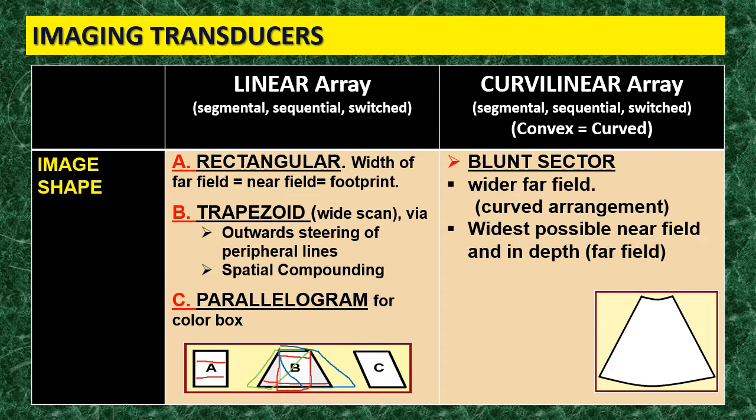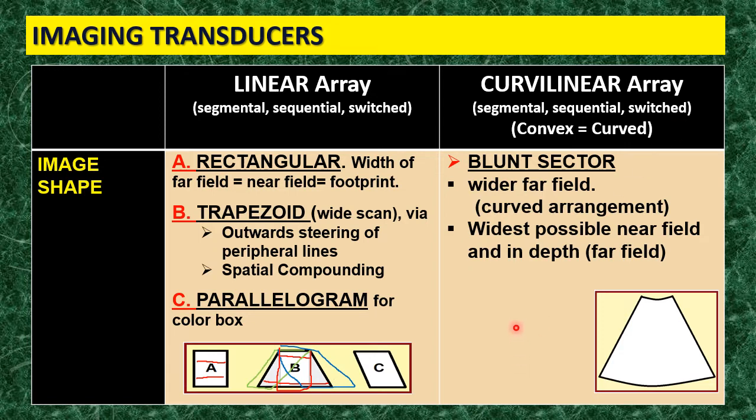So we come to the other probe, the curvilinear, which has the active elements arranged in a curved pattern. So it's a curved line, okay, not a straight line, and that's why sometimes it's called the convex probe, curved probe, or the curvilinear probe. Sometimes people call it the abdominal probe, okay, because it's commonly used for abdominal scans.